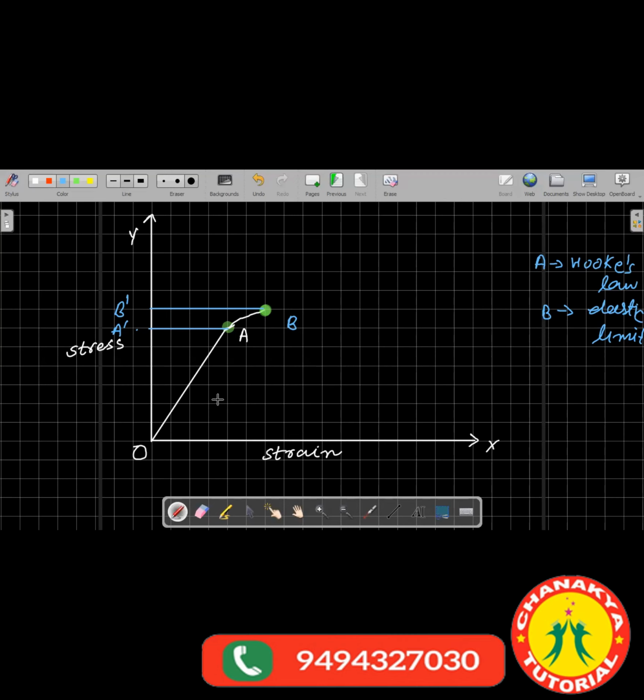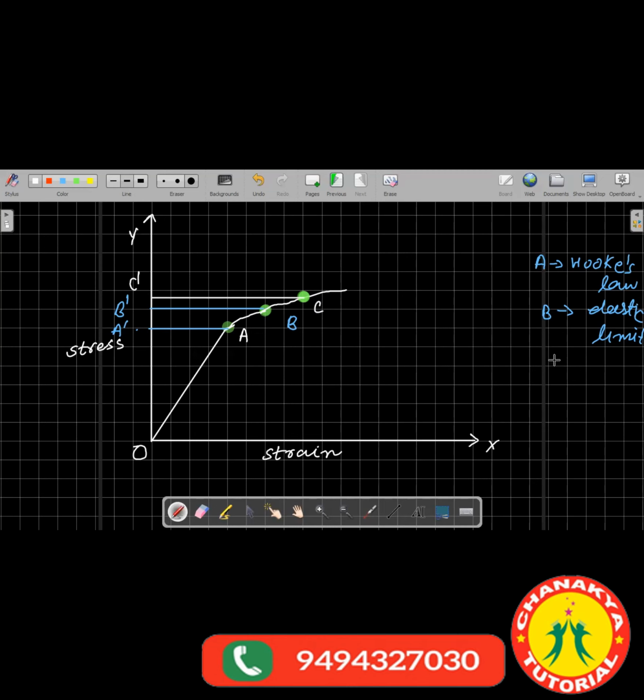After this point, if you still go on increasing your stress, your graph will no more be a straight line, and now the graph enters a region which is the non-elastic limit. Non-elastic. So if you take any point in this, suppose I take a point C over here. I mark any point C beyond B. Suppose the stress corresponding to this point is C dash. I represent this as C dash. Let this point be C.